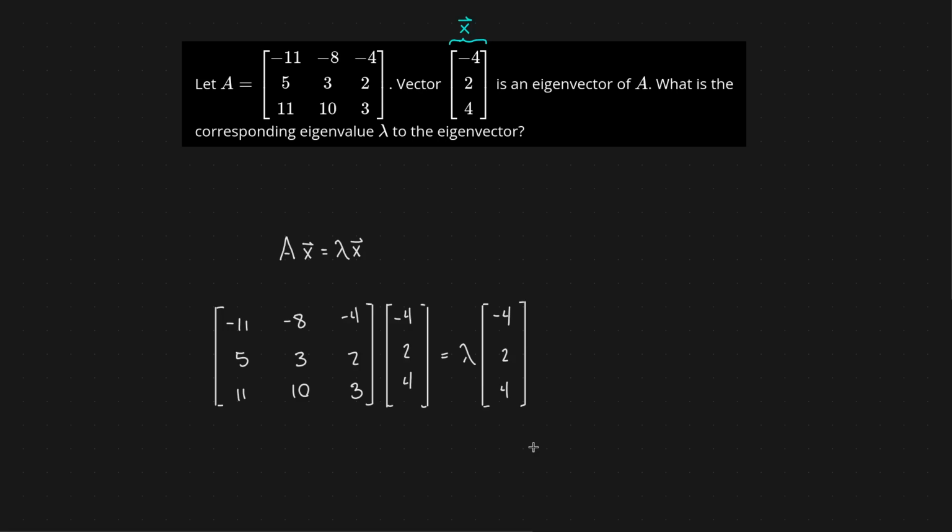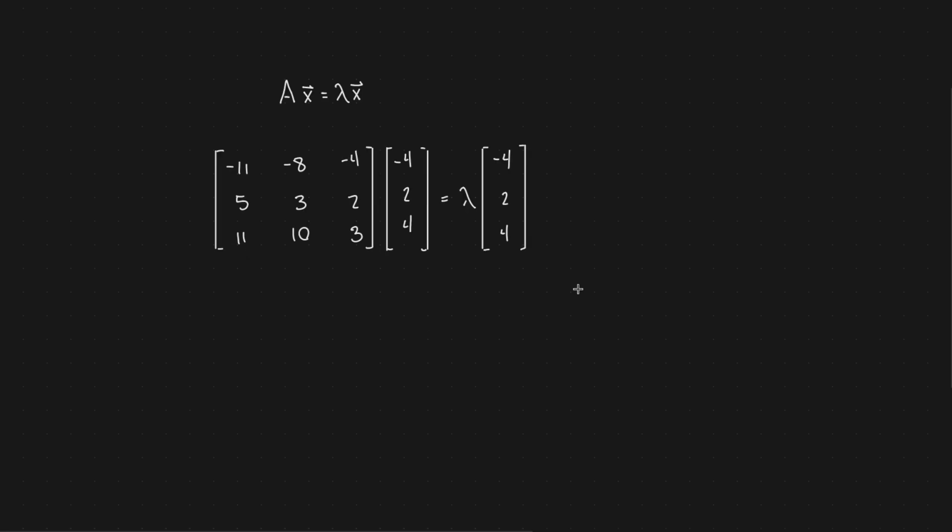So my job is to find lambda. So let's just do the matrix vector multiplication on the left side. Let's do the scalar vector multiplication on the right. And then we can equate the two sides together so that we could find the scalar value lambda.